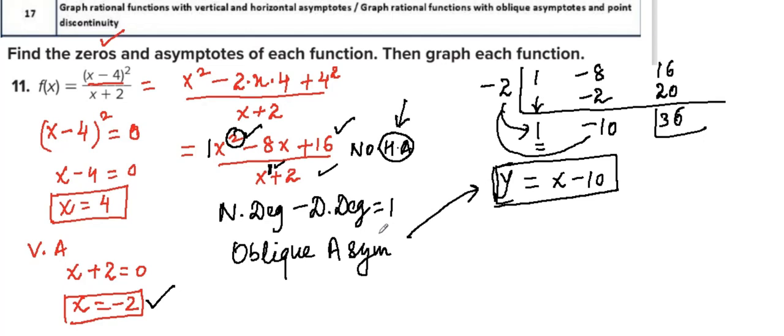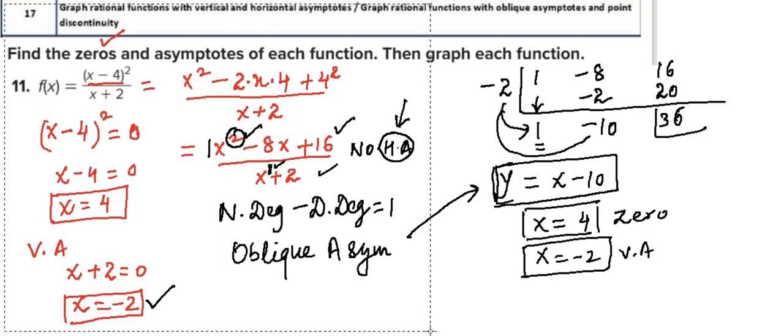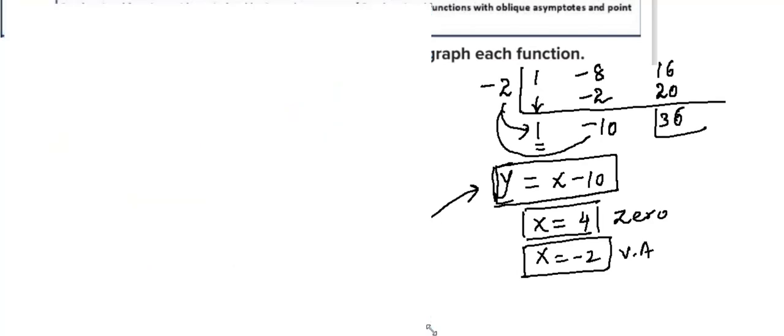Now we can draw the graph easily. You can put this video on hold whenever you have to see the steps, because I'm going to delete it. So let me take the graph now. Remember all the things. Let me write all the things here first. The zero is x equals 4, and x equals minus 2 is my vertical asymptote, and this is the oblique asymptote. We need all of these for the graph. Let me delete this and draw the graph of this. So here we have the graph.